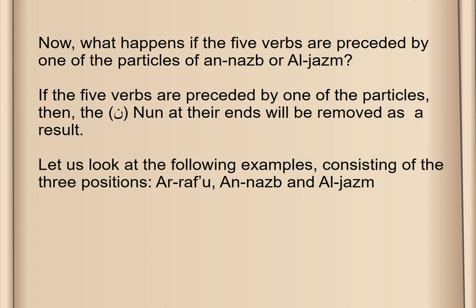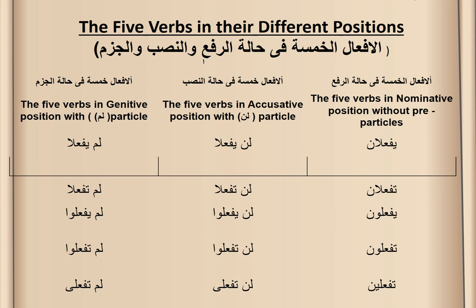If the five verbs are preceded by one of the particles, then the noon at their ends will be removed as a result. Let us look at the following examples consisting of the three positions, al-raf'u, al-nasb, and al-jazm. The five verbs in their different positions.